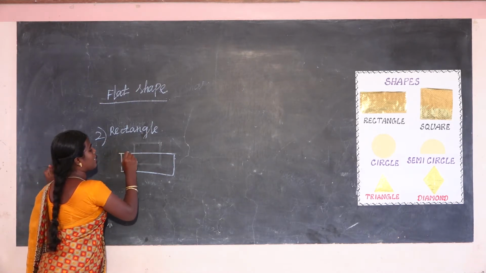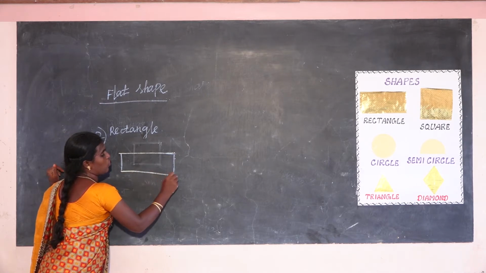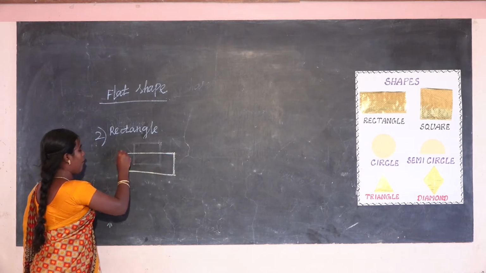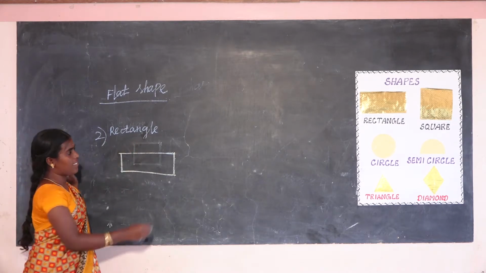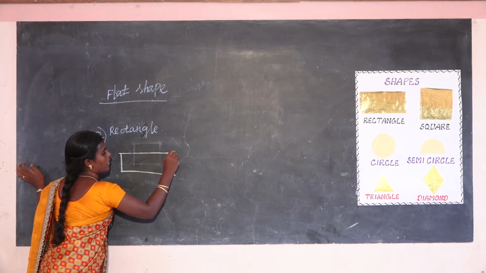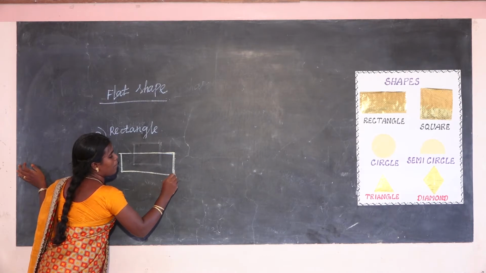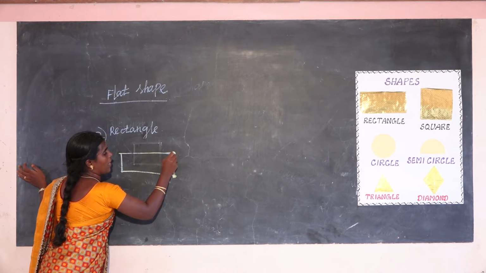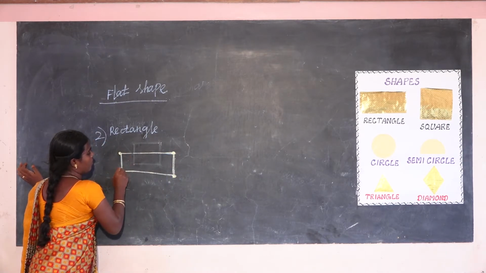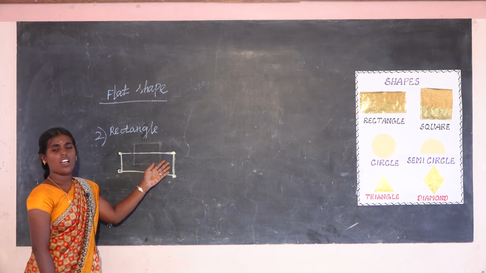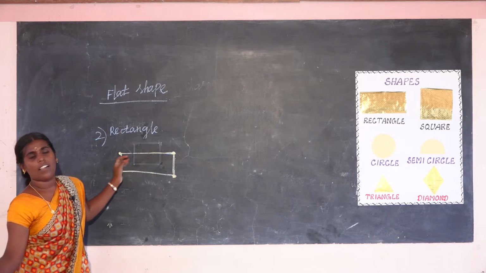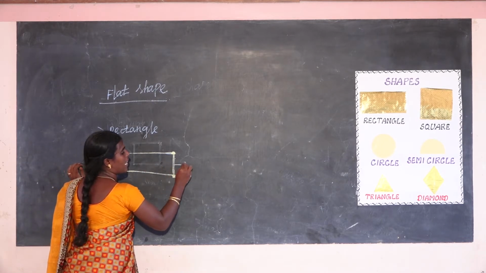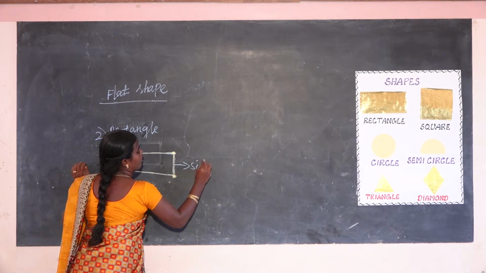Four sides are there: 1, 2, 3, 4. It also has four sides. Then the same lines, the two lines meeting at that point is called a corner. So this also has 4 sides and 4 corners. Everyone, label the sides in the rectangle.